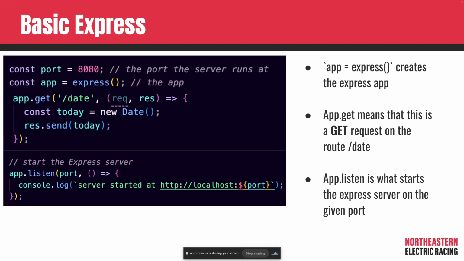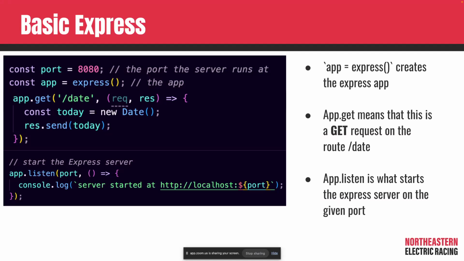So basic Express. To create an Express app, you basically just use the Express thing that you can import from the Express module, and that will create the app. And then to add an endpoint, you say app dot whatever HTTP method is going to be used for the request, with the URL following that method.